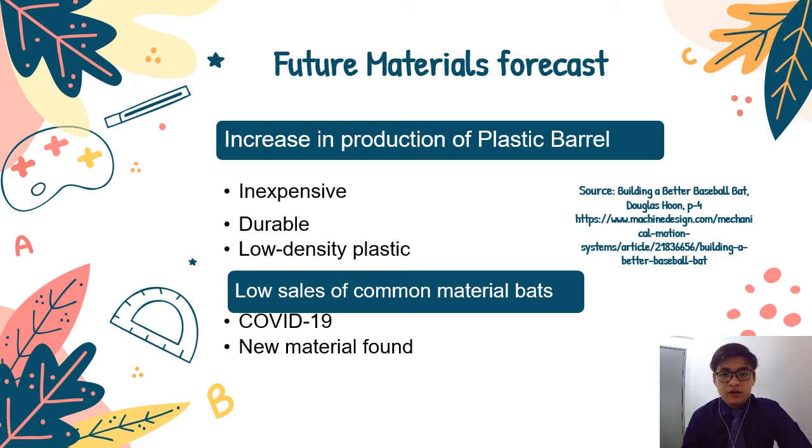For the low sales of common material bats, COVID-19 led to a massive shutdown of businesses in the second quarter of 2020, based on an article published by R. Fosen on the early impacts of the COVID-19 pandemic on business sales. Sales losses were largest in businesses affected by mandatory lockdowns such as accommodations, which lost 91%, and online sales grew by 180%. This shows how badly COVID-19 affected industrial sales.